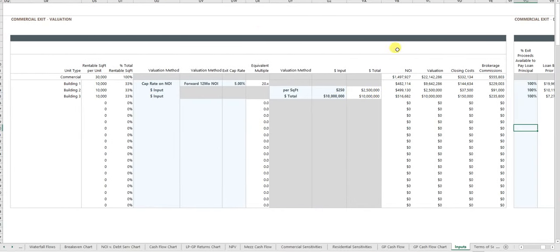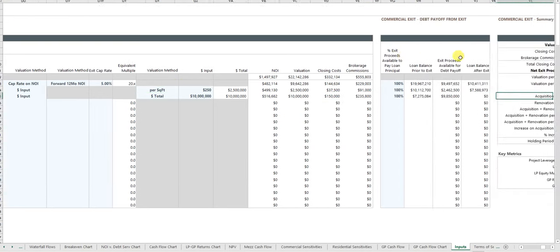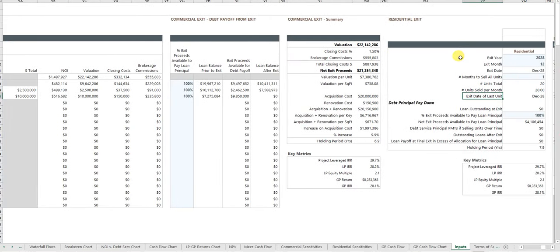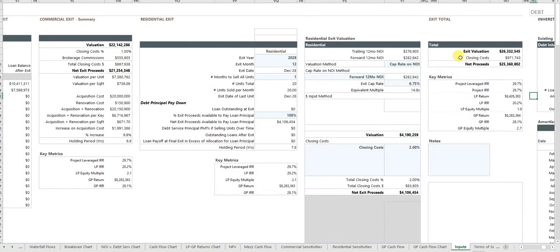On the commercial exit, you can value each unit differently with different cap rates based on forward or trailing 12-month, or you can just do a dollar input, and you can base it on dollars per square foot, dollars per unit, or dollars in total. And if you're going to be exiting out over time, you have to think about telling the model how much of the money available from the proceeds of the exit you are going to use to pay down outstanding debt at that time. And so the model can handle all that. You have exit on the residential, with different ways of valuing.